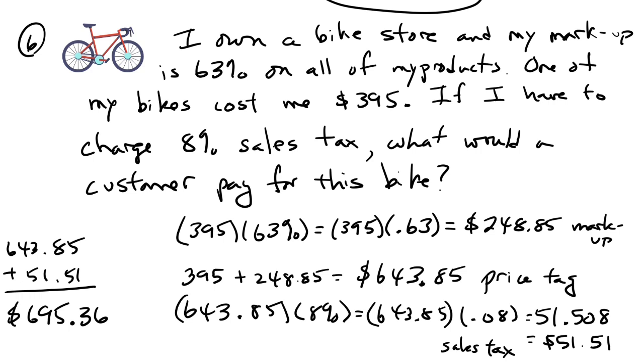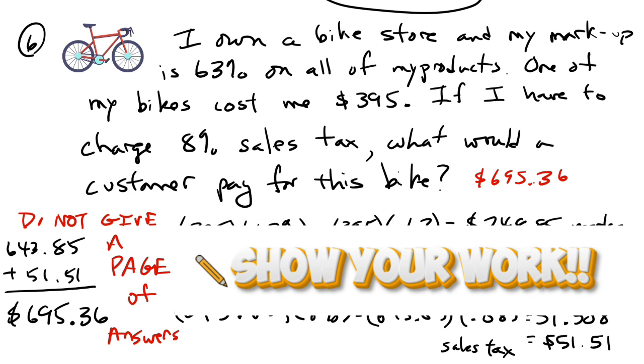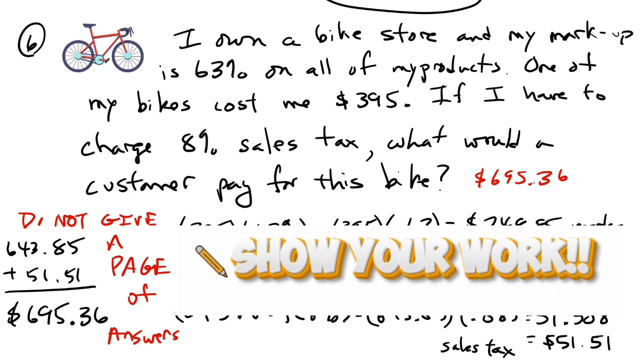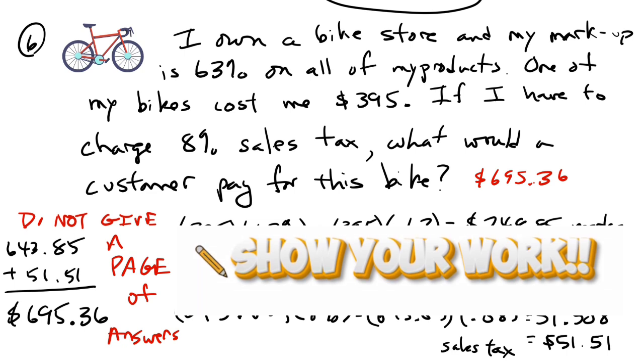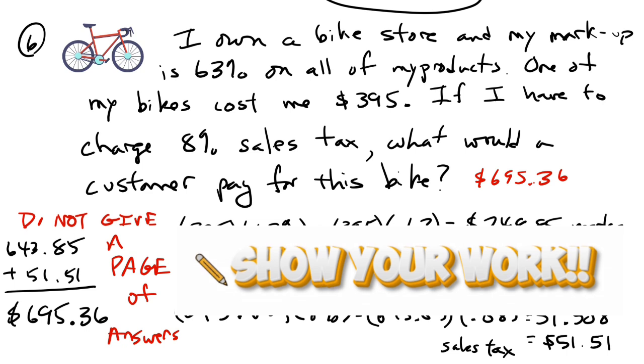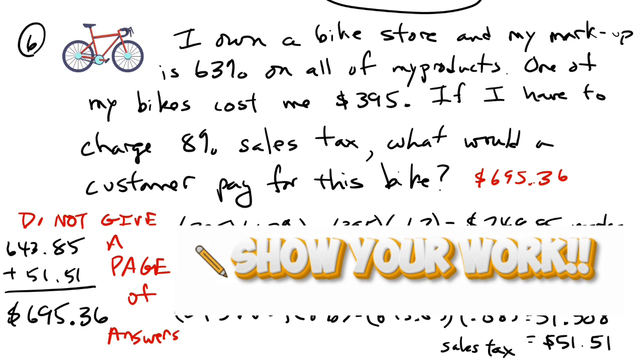I also want you to notice that I did not read this problem and instantly go, oh, the answer is $695.36. I'm still getting that. I'm still getting pages of answers with no work. When you go back to look at it later, which I hope you're studying the work that you do before you go and take a pre-test or a practice test or the actual GED test, if all you got is a page of numbers, you don't have any idea what you did.